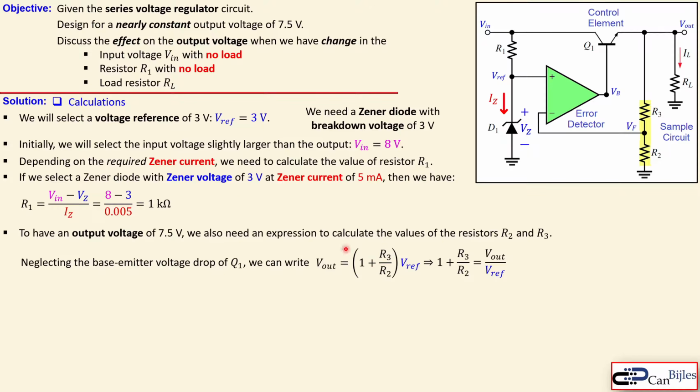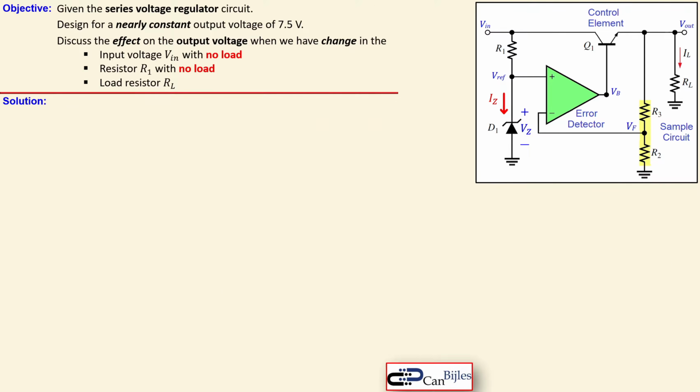Now we just rewrite this formula and subtract 1 from the left and right hand sides. By selecting 7.5 at the output and the reference voltage of 3 volts, minus 1, you get exactly 1.5. So we need a ratio of R3 over R2 of 1.5. This can be done pretty easily by selecting, for example, R2 as 10 kilo ohms, then we need R3 of 15 kilo ohms. Of course, many other options are available.